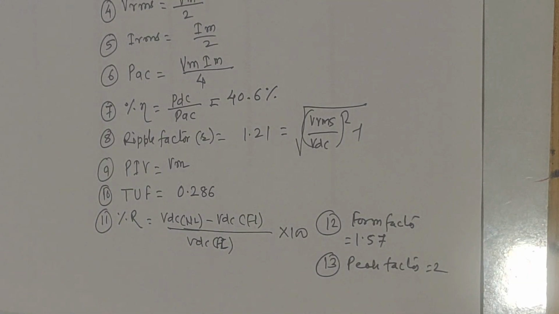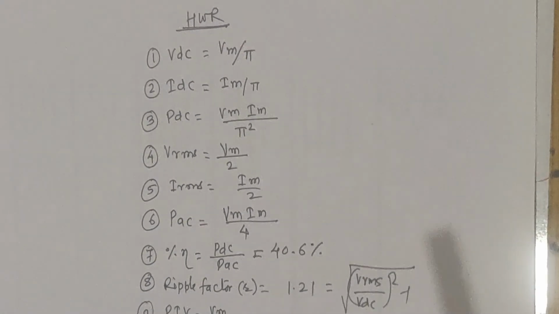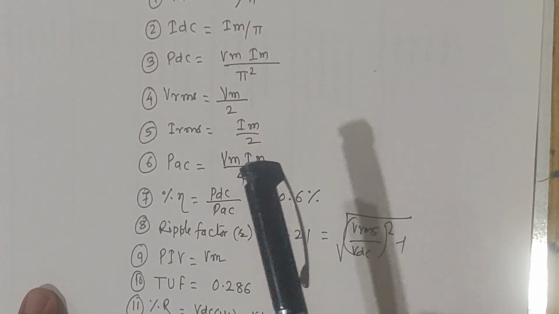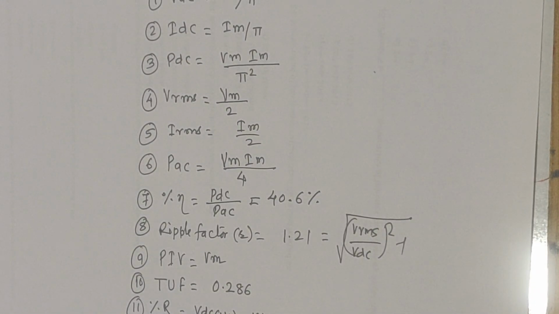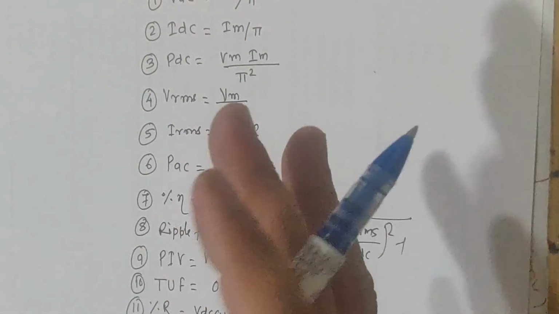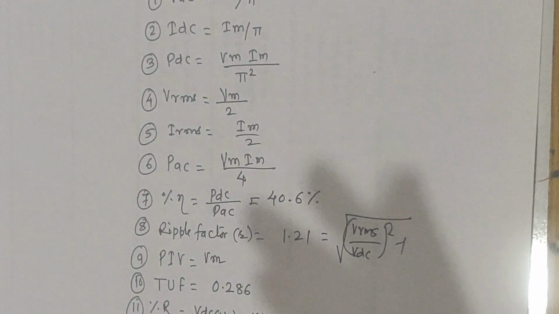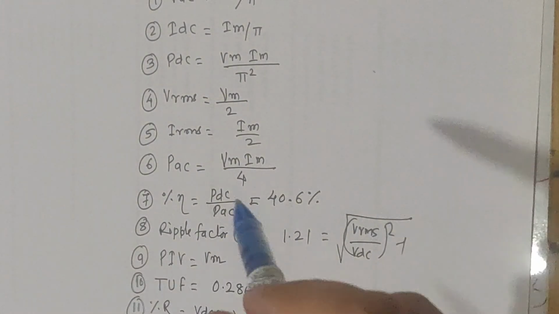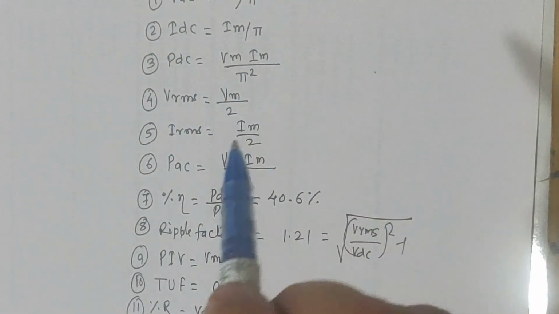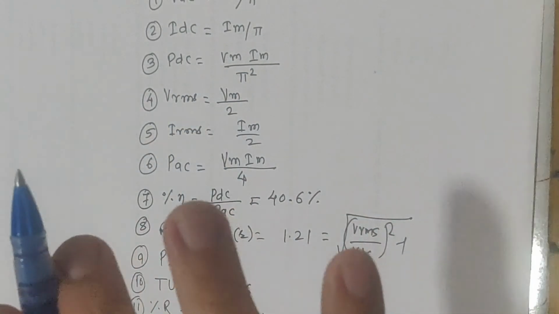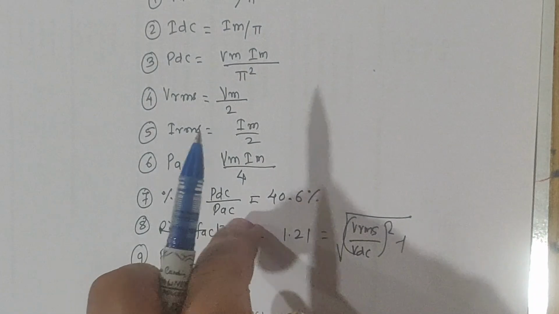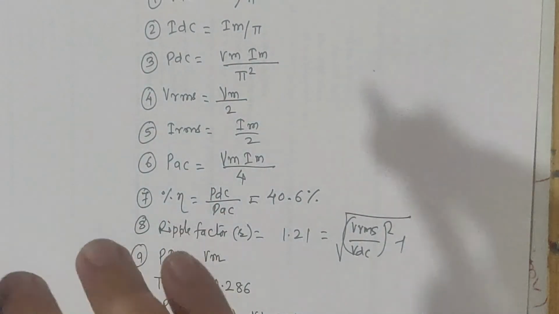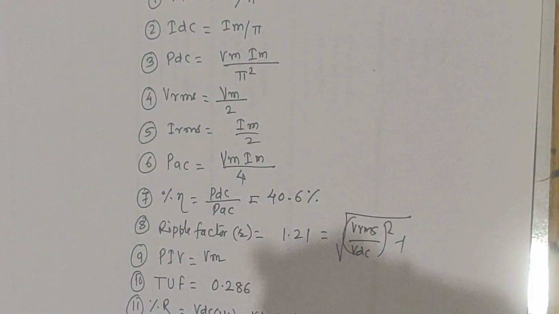So these are the 13 parameters that we have seen for the half wave rectifier. Similar 13 parameters we will be calculating for the full wave rectifier, and then we will be comparing the half wave rectifier with the full wave rectifier. In the next lecture we will be taking the numericals based on the half wave rectifier. Let us finish the half wave rectifier first, and then we will move to the full wave rectifier.